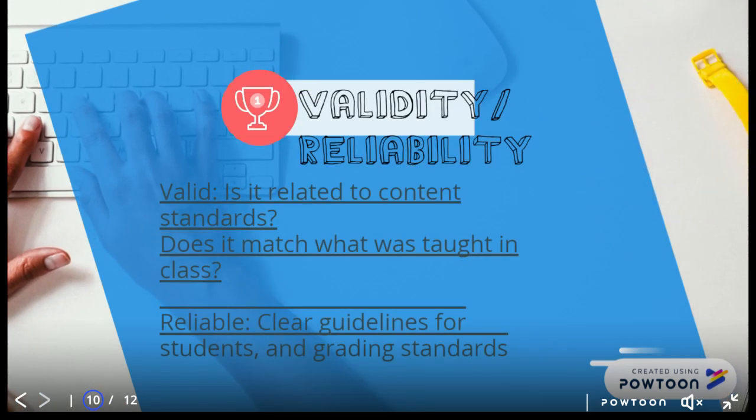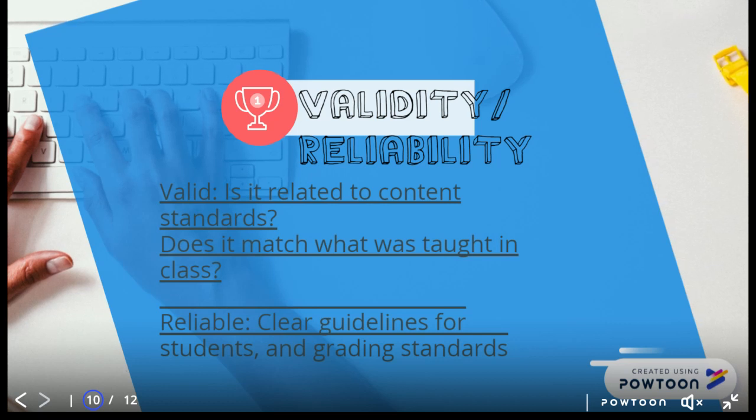I definitely want to make sure that my tests are valid. Is it related to content standards? Does it match what is taught in class? And then I also want to have clear guidelines for students and grading standards so students know what to expect, what I expect of them, and know how I'm going to grade their work.